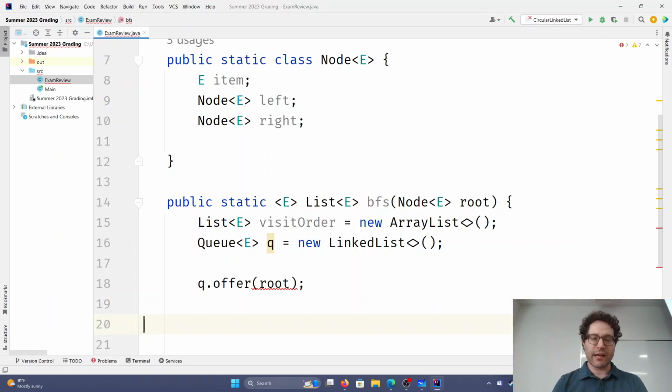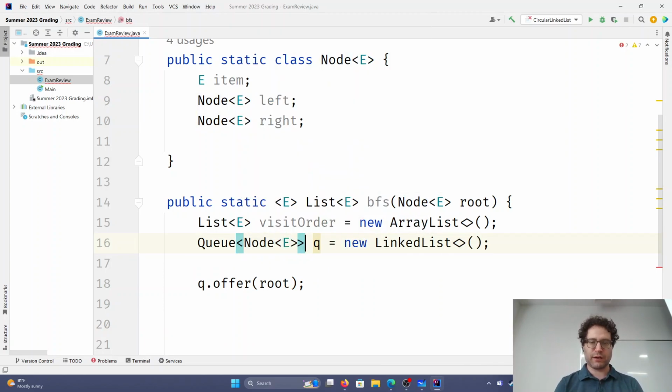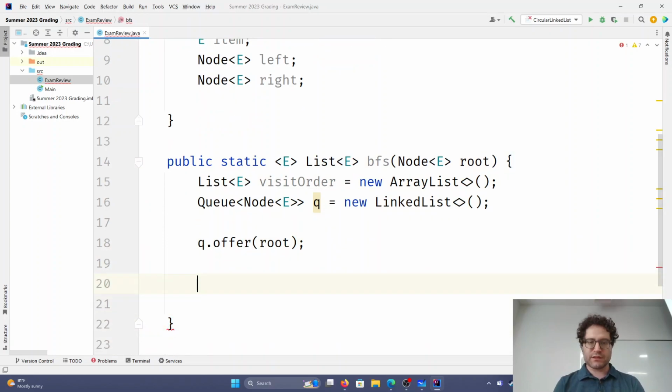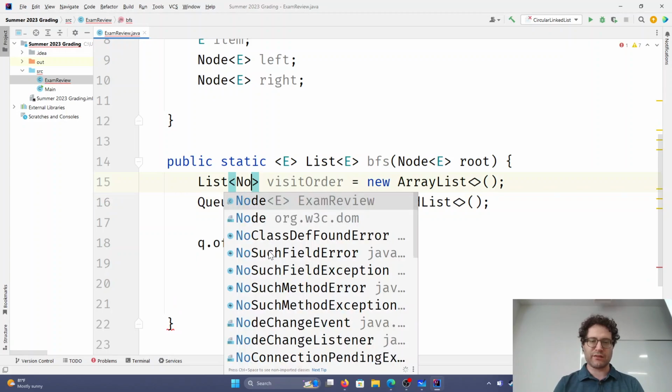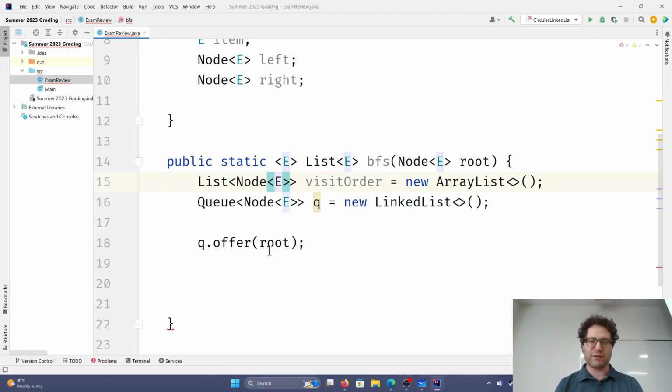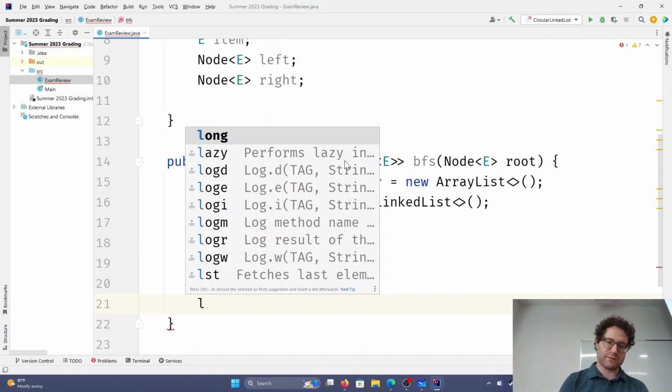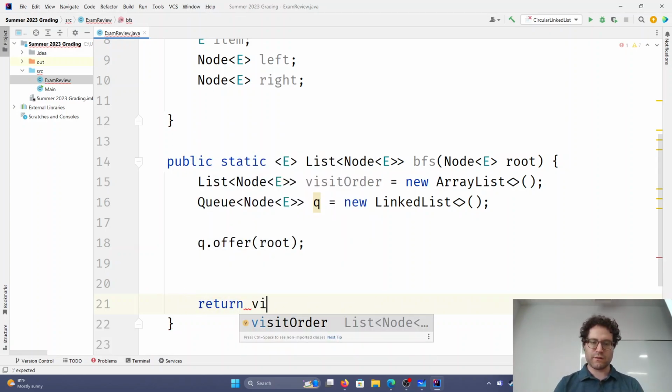Oh, okay. Oh, right. It's a queue of node E's, right? And yeah. So visit order. Technically, I guess I should say it's a list of node E's, and I'm going to return a list of node E's, whatever. It's just going to add the nodes directly that I return, as opposed to the items. Return visit order.